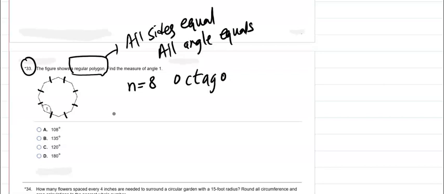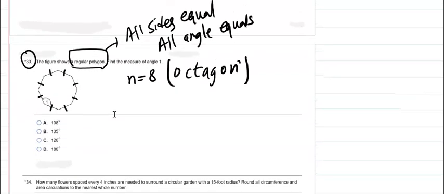Octagon. So you have to find one angle. Remember that there are 8 angles, because 8 sides means 8 angles. You can think about this angle, 2, 3, 4, 5, 6, 7, 8 angles. And you have to find how much one angle is. That's angle 1 here. So let's find how much the total is going to be.